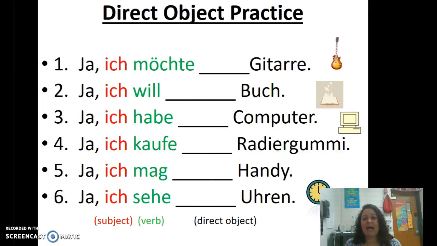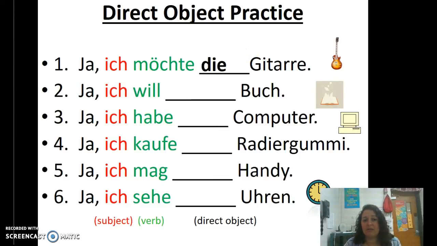So number 1, ja, ich möchte blank Gitarre. Yes, I would like the guitar. So is guitar the direct object? Yes, I would like it. I am the subject, so guitar is the direct object. Second question, is it a der word? No, it isn't, so you don't have to change anything. Ich möchte die Gitarre.